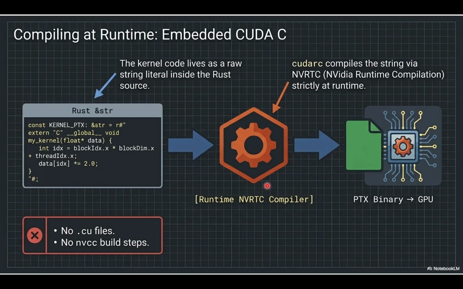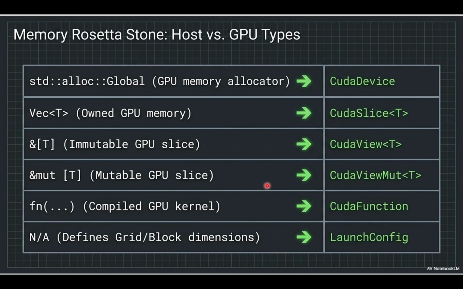But for larger collections, CUDA forces you to use explicit types that mirror Rust's concepts but live entirely on the graphics card. So you use, like, a CUDA slice to represent an owned mutable block of GPU memory. Right, it's basically the GPU equivalent of Rust's Vec. Or you use a CUDA view if the GPU only needs read access, like an immutable slice. Every single byte of data requires the developer to explicitly state where it physically lives and who is allowed to modify it. So what does this all mean?